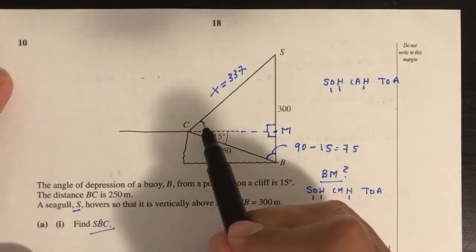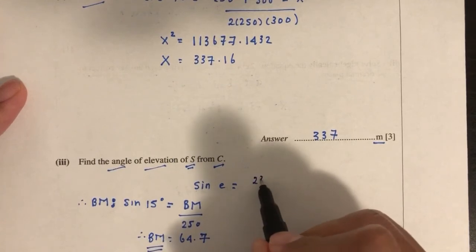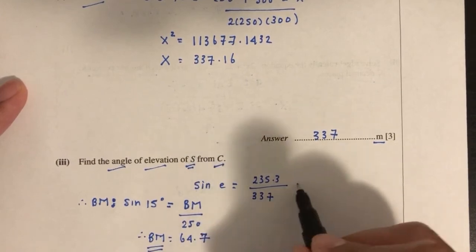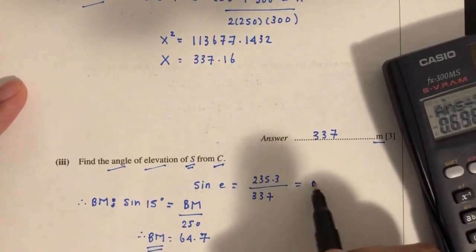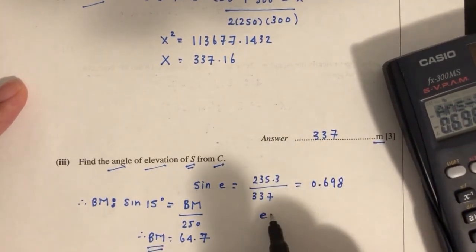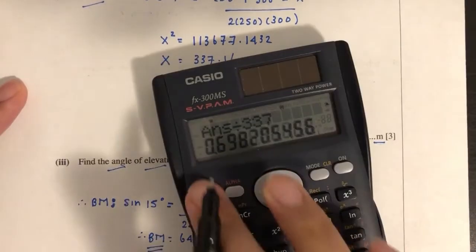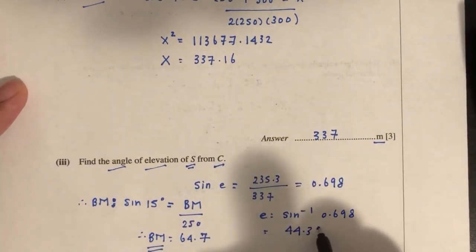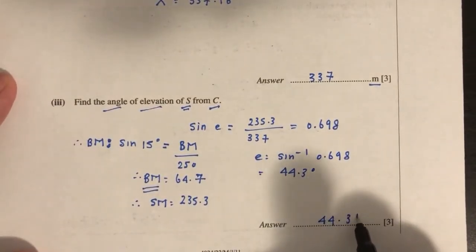Now if you want to find the angle here, we can just use sine of the angle of elevation. That will be 235.3 divided by 337. So let's find that. Divided by 337, that will be 0.698. So E will be sine inverse of the answer. That should give you 44.3. So the angle of elevation from C will be 44.3 degrees.